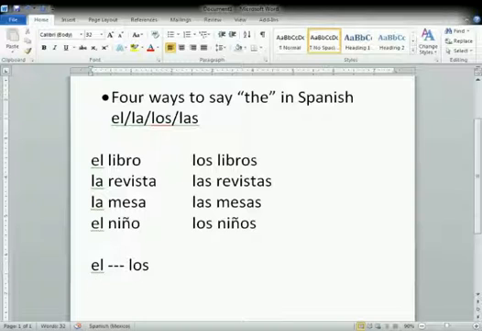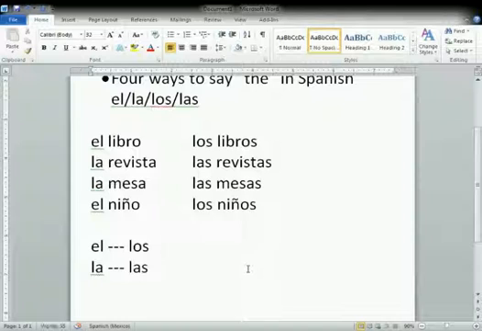La revista up here became las revistas, and la mesa, las mesas. So there's our second rule right there. Look what's happening to the word la. It's changing to las. First 2 rules. El becomes los, la becomes las. That, however, hasn't yet dealt with the actual word, the actual thing that we're making plural. That's just the versions of the word the.